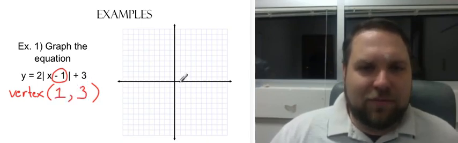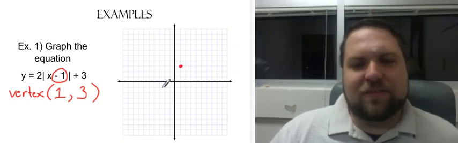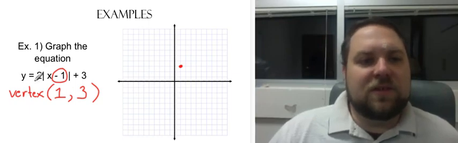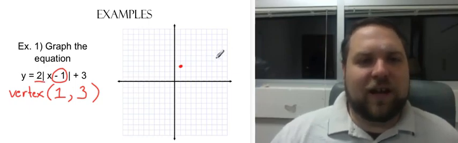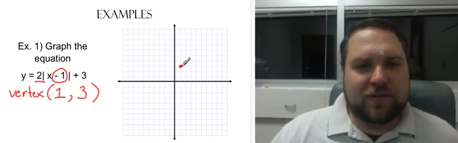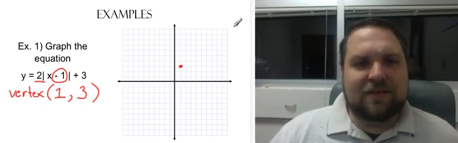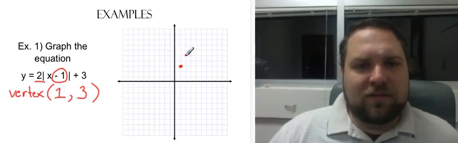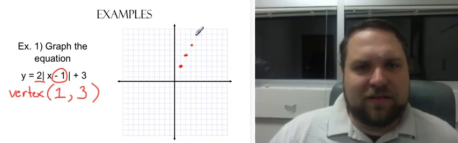And I can plot that point, 1, 3. And now there's the vertex of my function. This 2 on the outside tells me that the right arm of the function, so the part that goes right from the vertex, is going to have a slope of 2. So I would go up 2 over 1, up 2 over 1, so on and so forth, and now I have that part of the function.